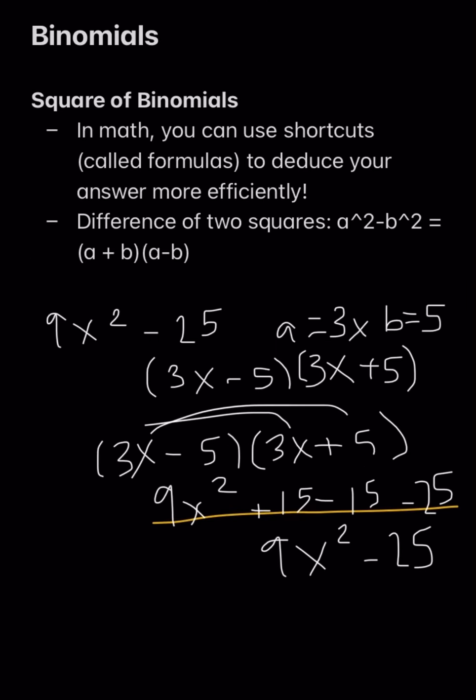Now let's talk about binomials. So first, we're doing square of binomials. In math, you can use shortcuts called formulas to deduce your answers more efficiently. So the difference of two squares has this formula that you can follow.